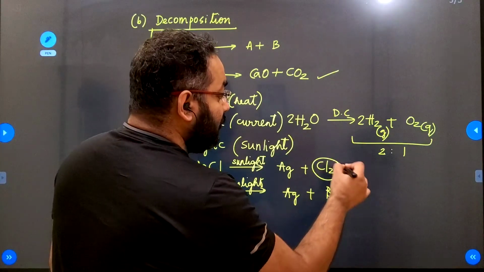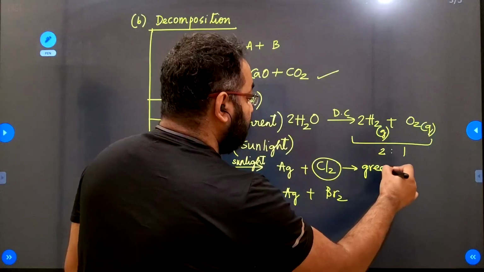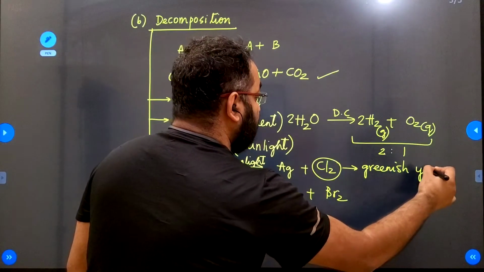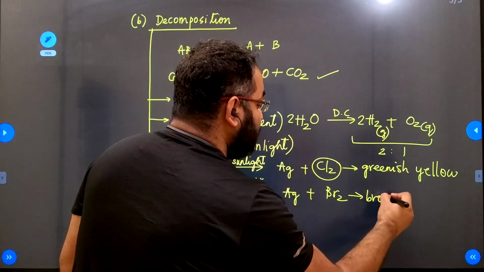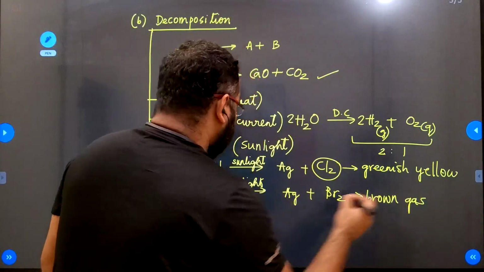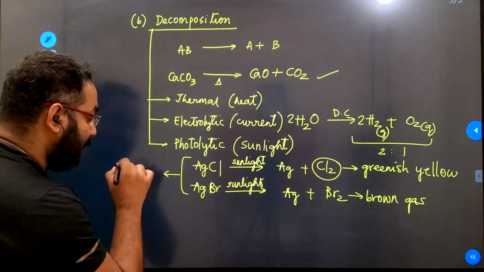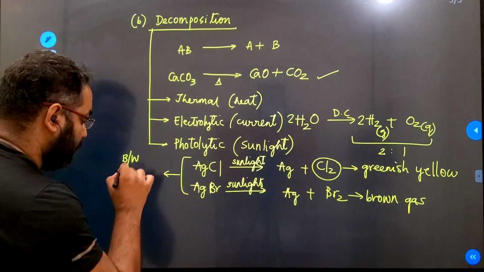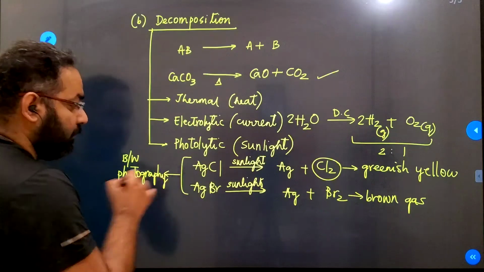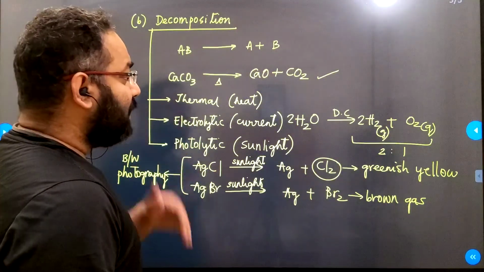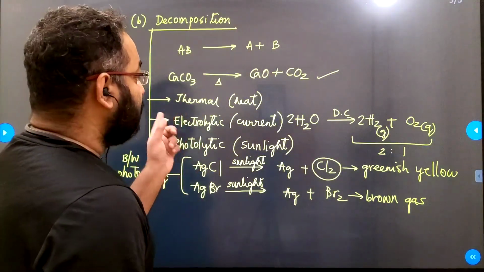Now, chlorine is a greenish yellow gas, and bromine is a brown gas or a reddish brown gas. Now, these two reactions are popularly used in black and white photography. Alright, now there are multiple other examples you could look at in terms of thermal as well.